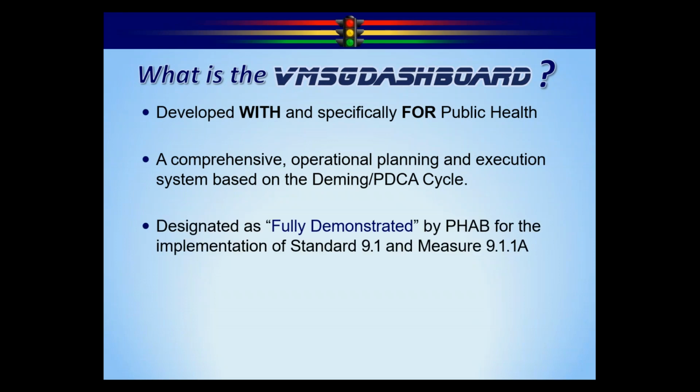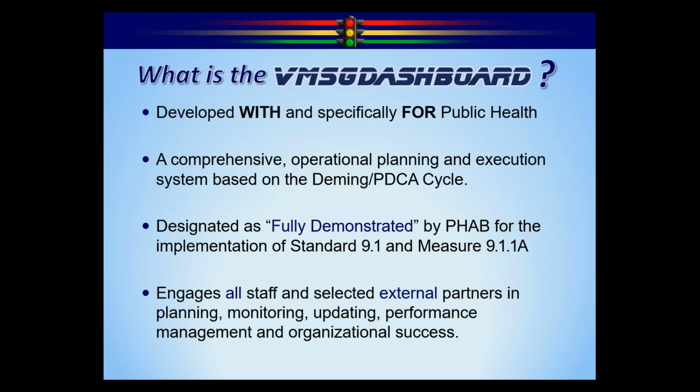In 2011, FAB came along, and the health departments here who were using the system got that fully demonstrated moniker by FAB. So the system has been fully demonstrated in hundreds of health departments across the nation over the years that we've been using it. If you're using the system properly, we'll talk about what that means in a few minutes here, you'll more than likely get fully demonstrated by FAB for standard 9.1. And one of the reasons is that we built the capability in there to engage all staff and external partners in the whole process. We'll see how that works through what we call the real-time planning.